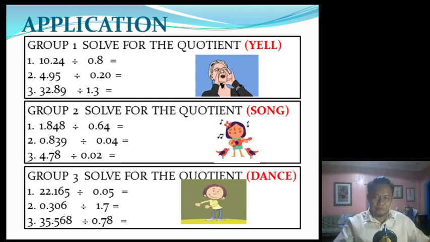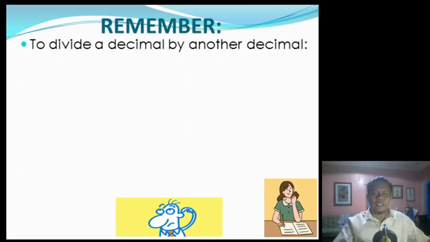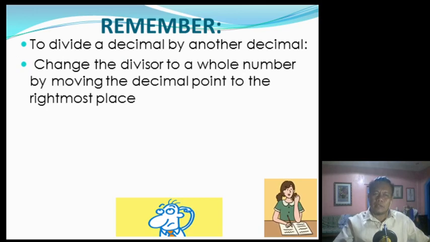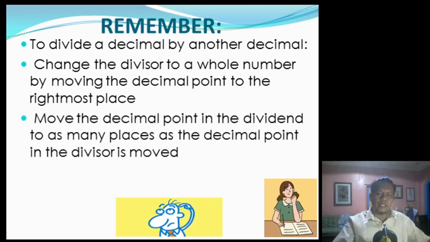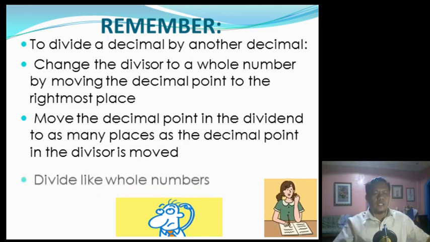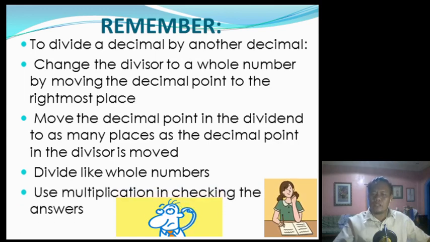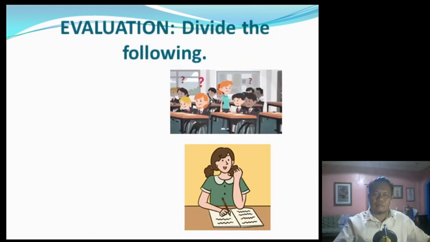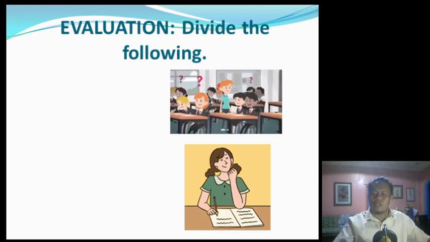Remember, everyone, to divide a decimal by another decimal, you must remember to change the divisor to a whole number by moving the decimal point to the right. Number 2, move the decimal point in the dividend as many places as the decimal point in the divisor is moved. Number 3, divide like whole numbers. Lastly, use multiplication in checking the answers. Let us assess what you have learned today. Answer this one on your own.